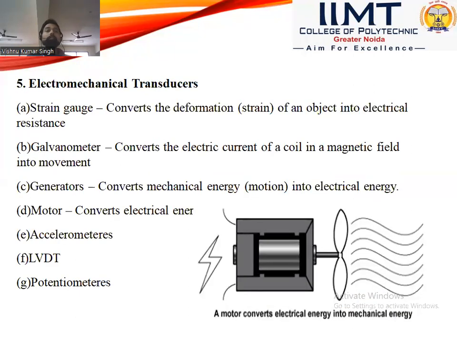Other types of transducers are electromechanical transducers. Examples are the strain gauge, which converts the deformation of an object into electrical resistance. Then comes the galvanometer, which converts the electric current of a coil in a magnetic field into movement. Then generators, which convert mechanical energy or motion into electrical energy. Then motors, which convert electrical energy into motion. Then come the accelerometers, LVDT and potentiometers.